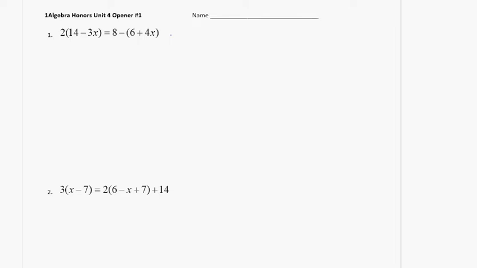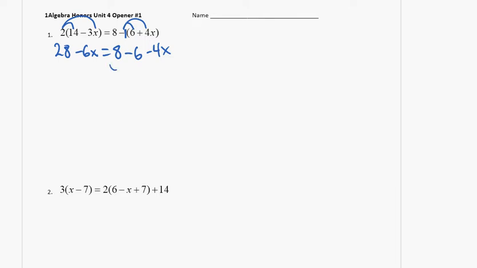One thing that's a good way to start this is just to distribute this to get rid of these parentheses. So I'm going to do that and get 28 minus 6x equals 8. Now you'll notice this negative sign is just sort of floating around out here in front of this set of parentheses. So I like to think of that as a negative 1 being distributed into those parentheses. So it'll be 8 minus 6 minus 4x.